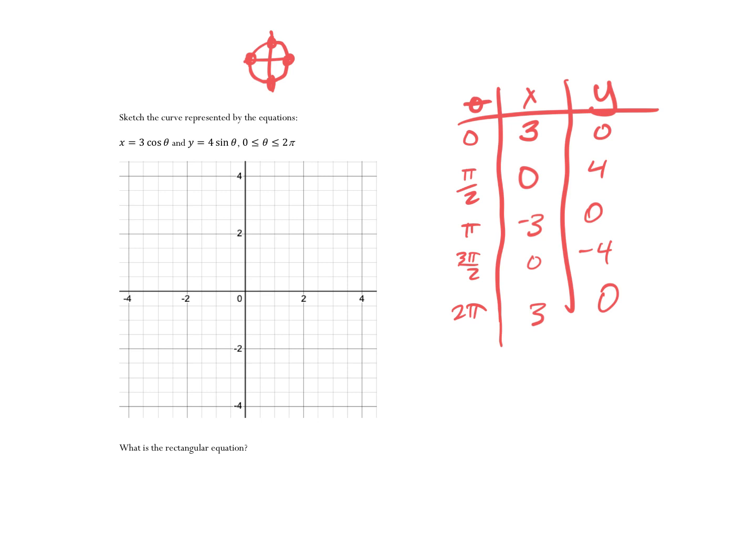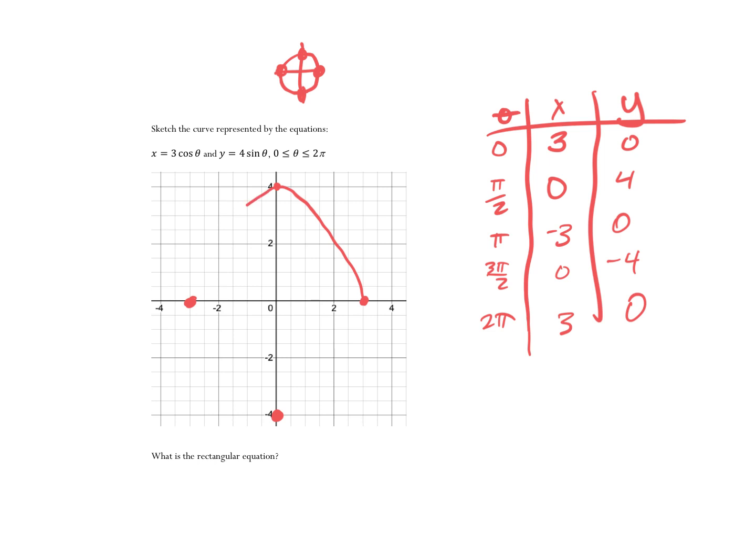Cool, let's graph it. 3, 0, and then the next point, 0, 4. And then the next point's negative 3, 0, then 0, negative 4, and then 3, 0 again. Could we add more points in the middle if we wanted to? Here's what it's going to look like. Not a circle. An ellipse. It almost feels like you're going around the unit circle with an ellipse. It's just like, oh, I need to get a little bit further on the outside now. Is everybody good? All right.